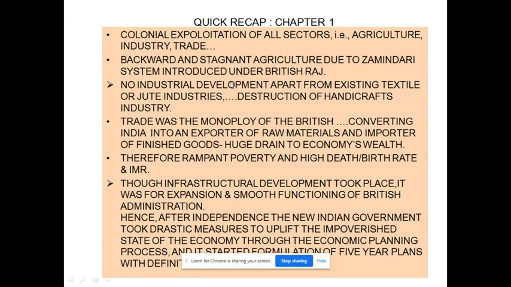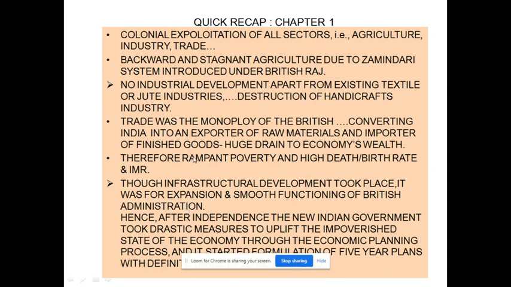Because of the impoverishment of the three sectors under the British Raj, there was rampant poverty and high death rate, birth rate, and IMR, which is infant mortality rate in the country. And there was high dependence on the agricultural sector with no other job opportunities in the other sectors. So, even though there was infrastructural development that took place, it was for the expansion of the British Empire and smooth functioning of the British administration.